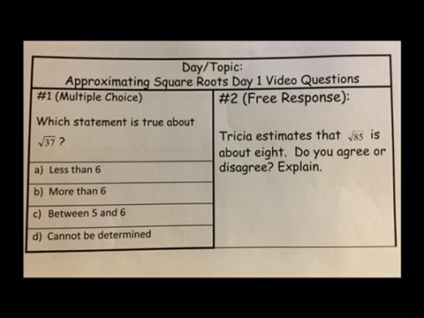Alright, so for your video questions today, number 1, you're answering which statement is true about the square root of 37. So you're trying to approximate the square root of 37 and decide between those answer choices. And then for number 2, for your response, Trisha estimates that the square root of 85 is about 8. Do you agree or disagree? Explain. For the explain part, I'm looking for about 1 or 2 sentences explaining why you agree or disagree with Trisha.